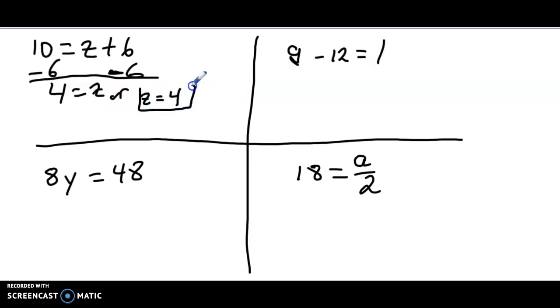Remember, you can go back really quickly and check to make sure you're correct. So put this answer in the original equation. 4 plus 6 is 10, and you can do it mentally.